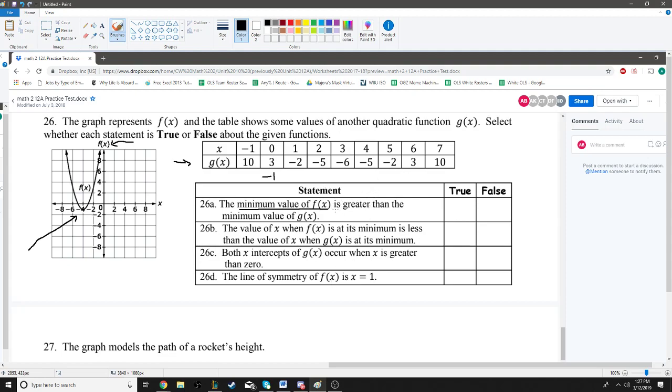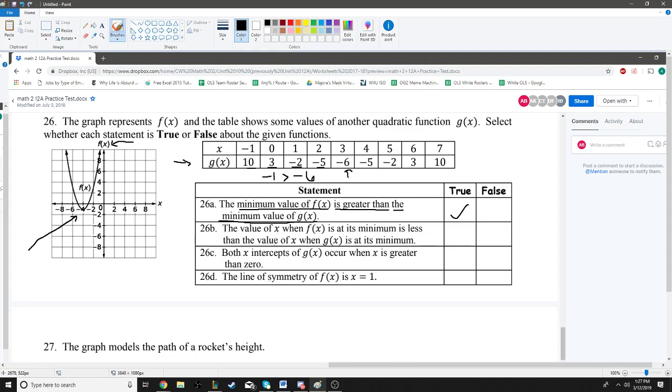Okay. This next part of the problem says is greater than. So you need to write greater than the minimum value of g of x. So let's look at g of x. The smallest value of g of x is negative 6. So you put negative 6. Negative 1 is greater than negative 6, so this is a true statement.